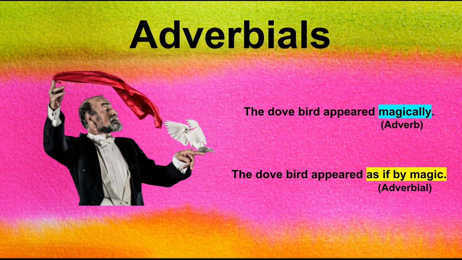Today we are going to learn about adverbials. In the image, you can see a magician pulling a dove bird out of a cloth. The dove bird appeared magically. So, how did it appear magically? Magically is an adverb. The dove bird appeared as if by magic. Here, we call as if by magic an adverbial. Why? Now, let's see what an adverbial is first to understand why we called as if by magic an adverbial.